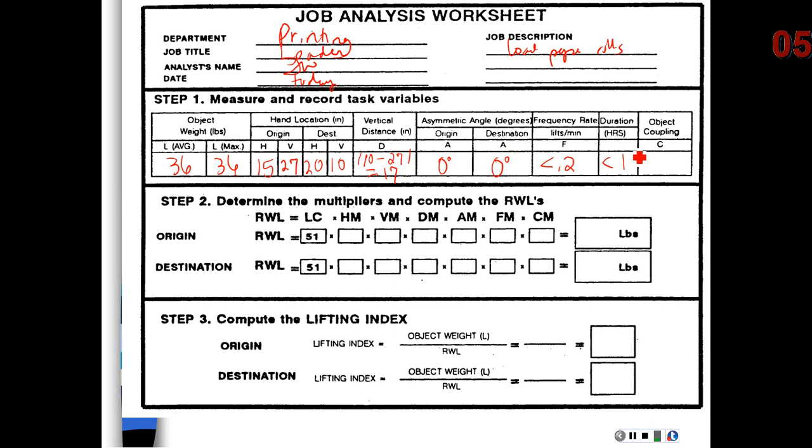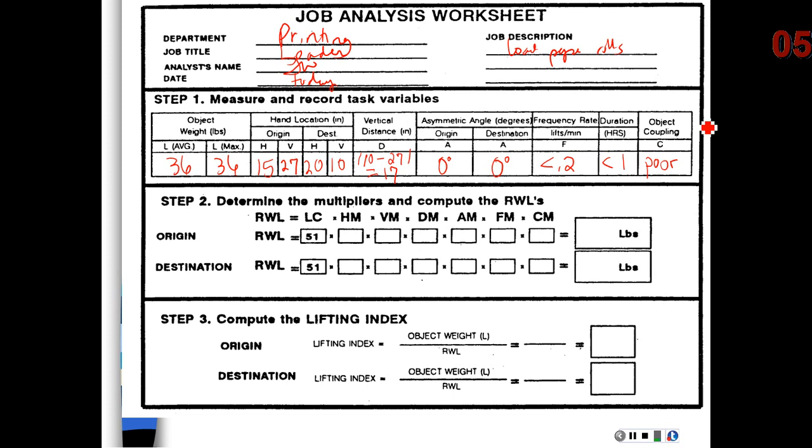And coupling, recall you use the table, identify good, fair, poor. In this case, it's a big round paper roll. She can't get any type of grip on it, and so it's a poor. It's round. She can't bend her fingers around 90 degrees around the edges, and so it's a poor grip.